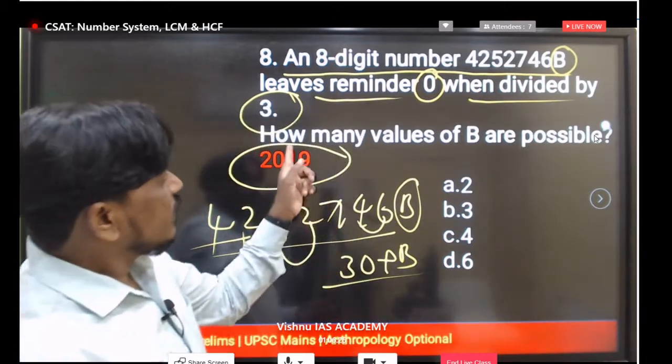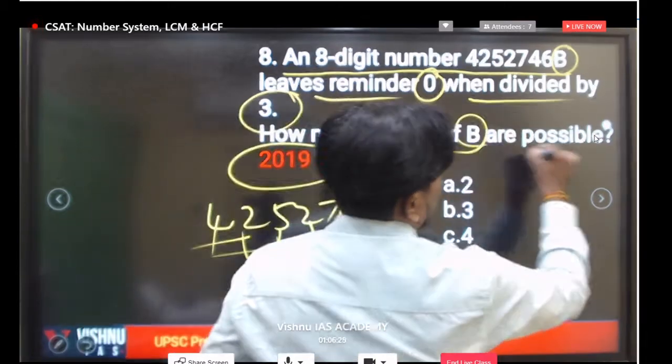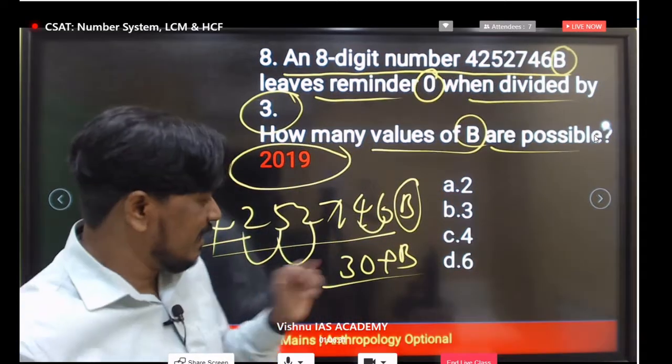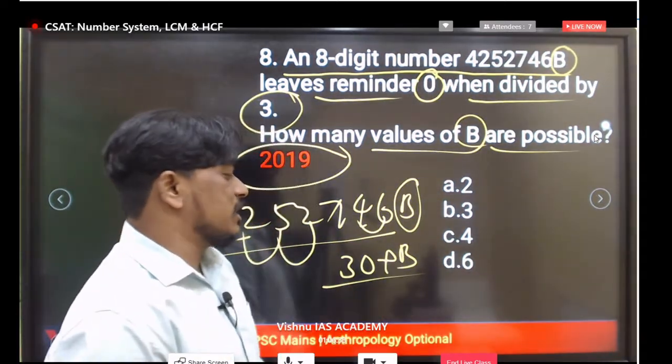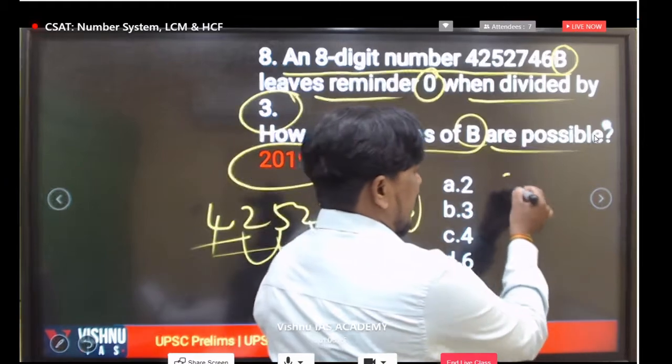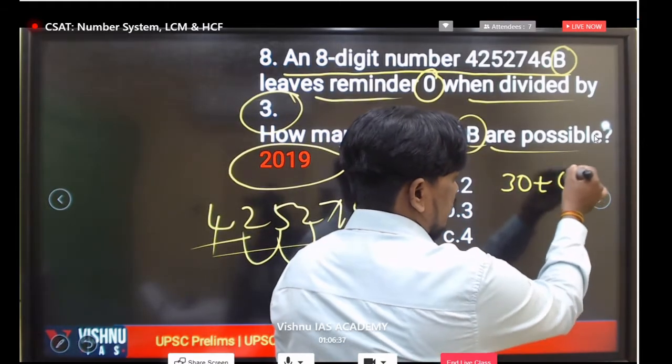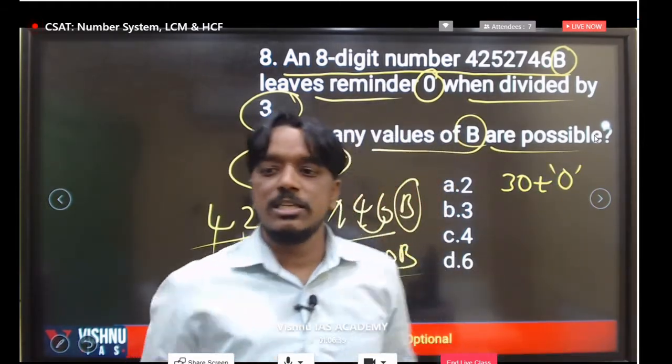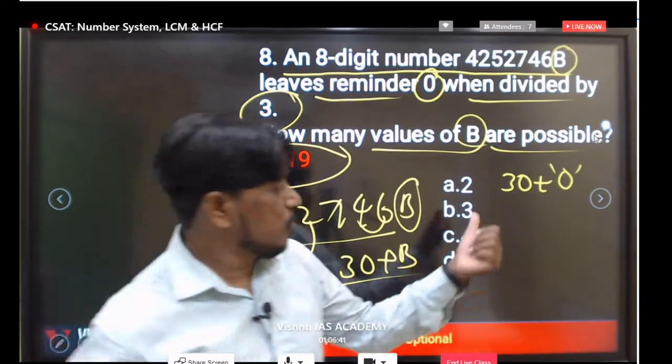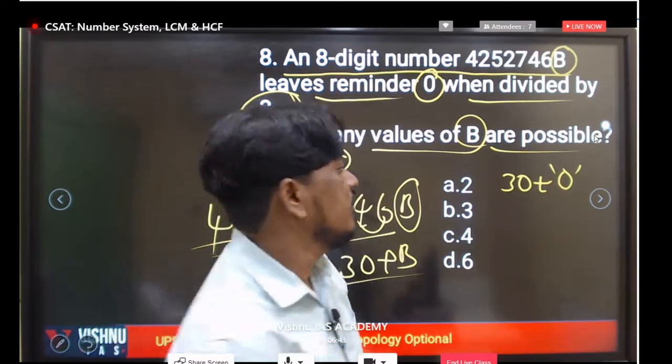See, how many values of b are possible? Total how many values are possible? That is what they are asking. How many values are possible in the place of b? For 30, if you add 0, total 30 only. 30 is divisible by 3. Right? So definitely 0 is one possibility.